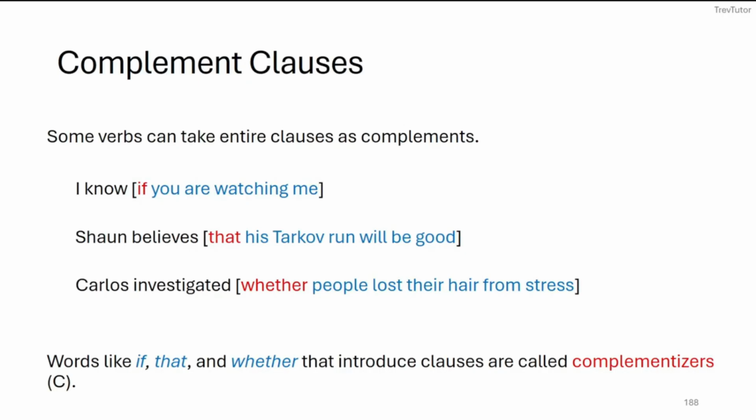The last thing we want to do in syntax is talk about complement clauses for structure. So some verbs can take clauses as complements. You can think about them as little mini sentences. So, "I know if you are watching me." So "if" is what's called a complementizer, and what it does is it turns the following tense phrase into either a direct object, a subject, or a modifier. So "you are watching me" is its own little mini clause or sentence. "If" is introducing it.